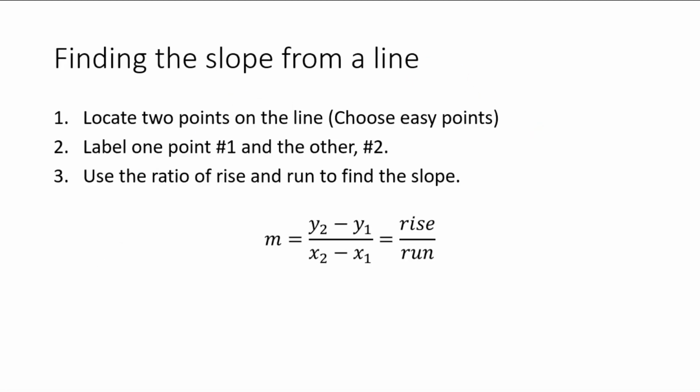So let's take it to the next level. Let's find the slope from a line. In the next video, we're going to locate 2 points on the line. We're going to label one point number 1 and the other point number 2. And we're going to use the ratio of rise and run to find the slope.